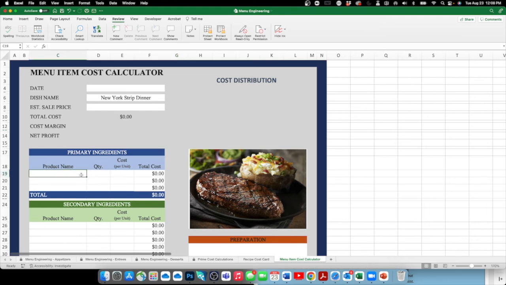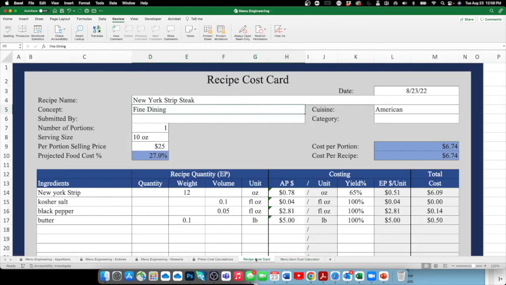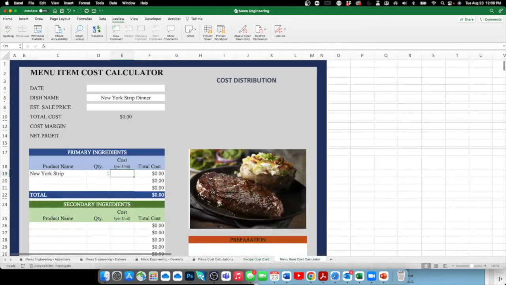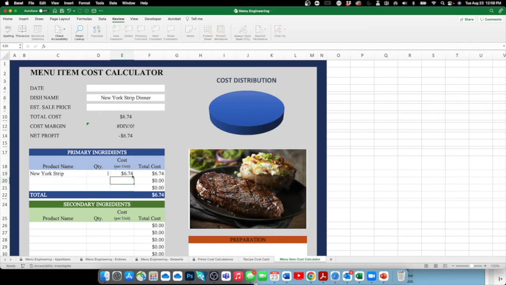So what's our primary ingredient? New York strip. Quantity is 1. My cost per unit. Where do I get my cost per unit? Well, it just so happened I did a recipe cost card for that exact same thing right here. My cost per portion is $6.74. I'm just going to take that number and put it in here. $6.74. Boom, look at that. Hey, look, my cost distribution.